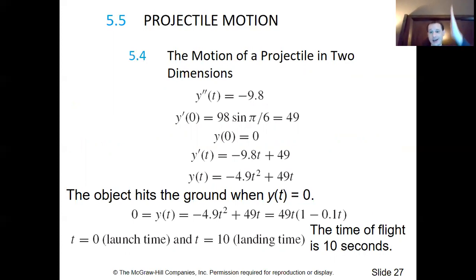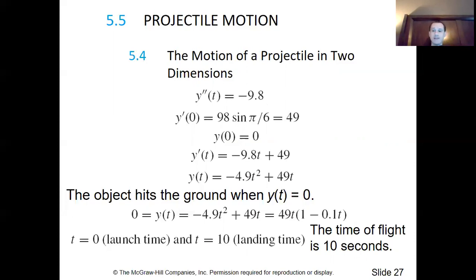Is there acceleration up and down? Yes, it's due to gravity. So the acceleration: y is position, derive that, it's velocity in the y direction, derive that, it's acceleration in the y direction. I'm talking about y's right now. Y double prime, the second derivative, the acceleration in the y direction, is negative 9.8. 9.8 due to gravity, and negative because it's down.